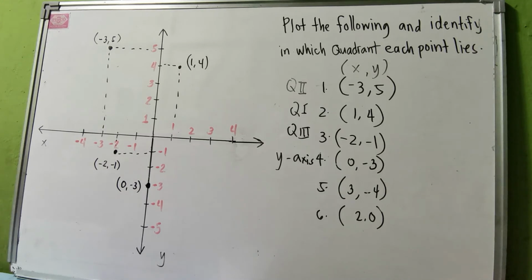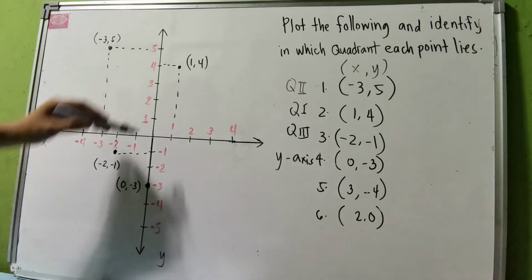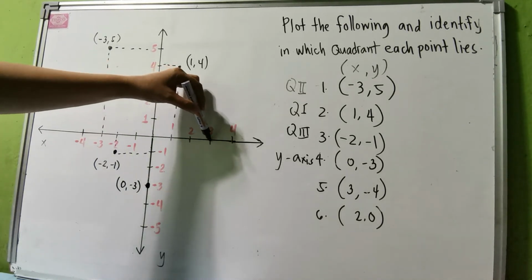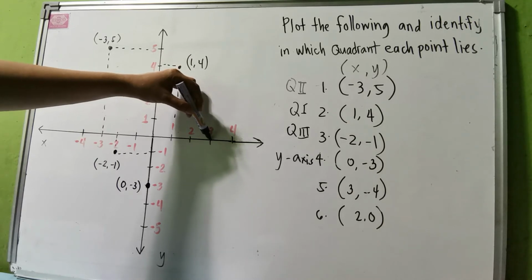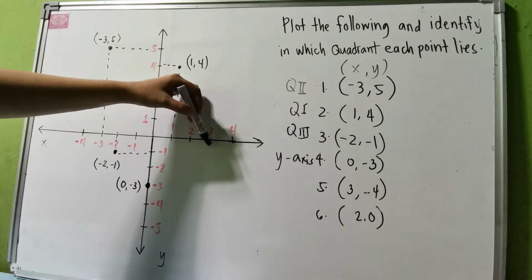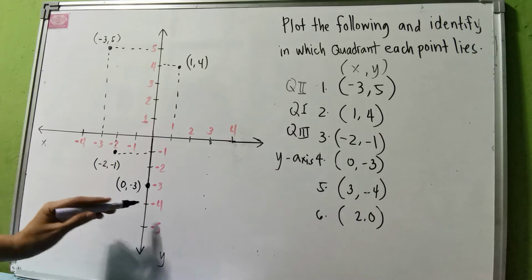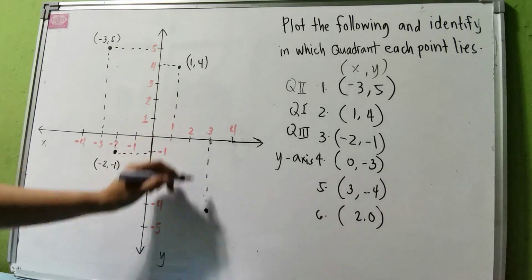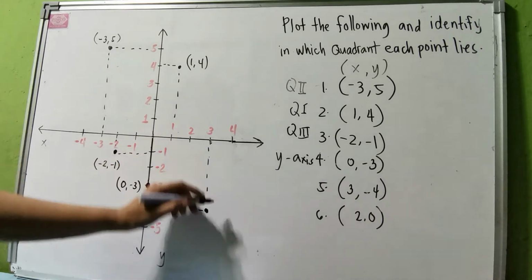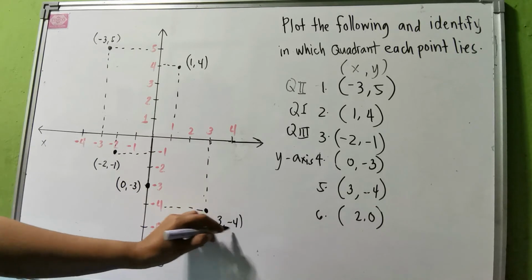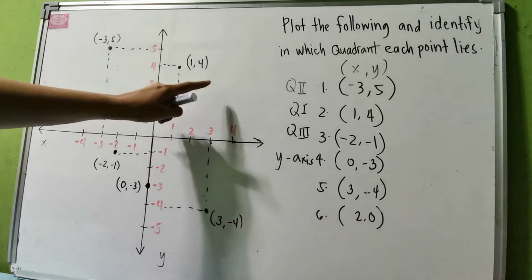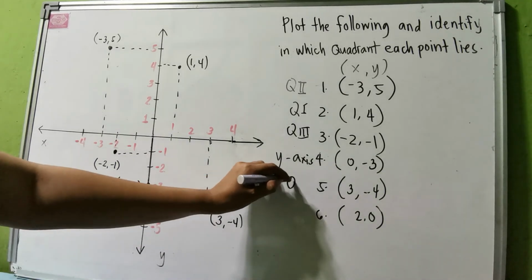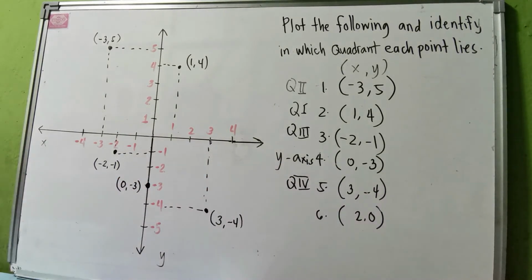Okay, next. For number 5, we have positive 3, negative 4. Ibig sabihin, positive 3 units to the right of the origin, and then negative 4 or 4 units downward from this point. So, 1, 2, 3, 4. So, ang ating point ay nandito. So, that is (3, negative 4). So, siya ay nakalocate sa fourth quadrant or quadrant 4.